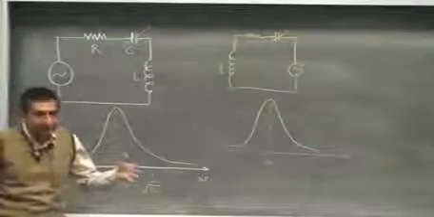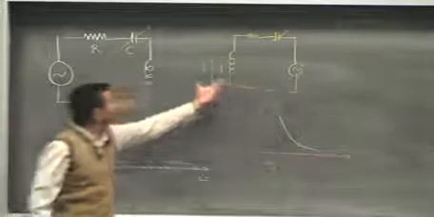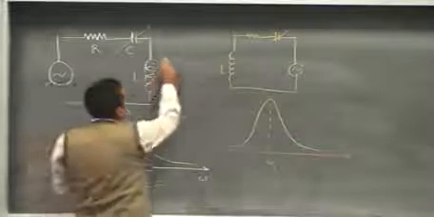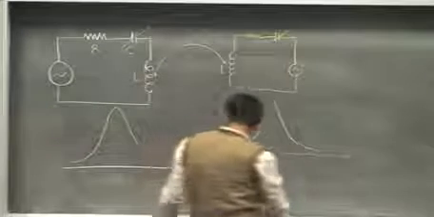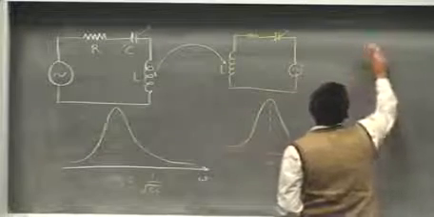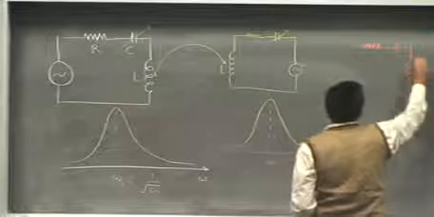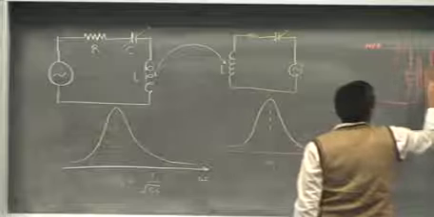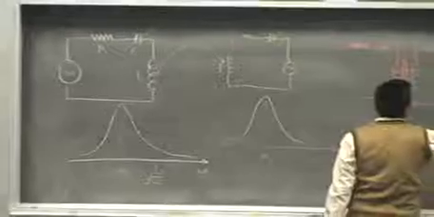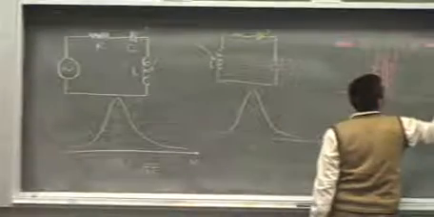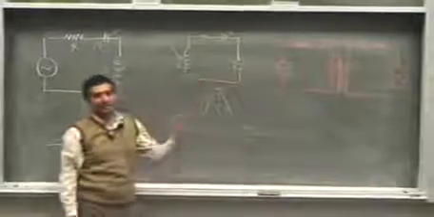Now what happens when you bring these circuits close together? That is, you bring this RLC circuit closer to this circuit so that there is mutual inductance between these inductors. That is, your new circuit becomes, this is some load. Your new circuit becomes something like this.